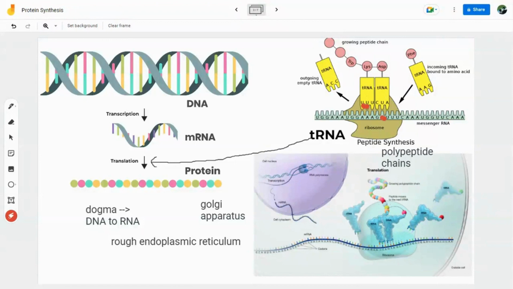Ribosomal RNA, rRNA, forms ribosomes, the sites of mRNA translation and protein synthesis. Ribosomes comprise two subunits, small and large, and are assembled in the nucleolus of the nucleus. These ribosomes are then exported from the nucleus to the cytoplasm. rRNA is encoded by numerous genes across various chromosomes.